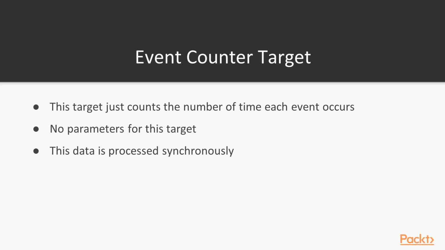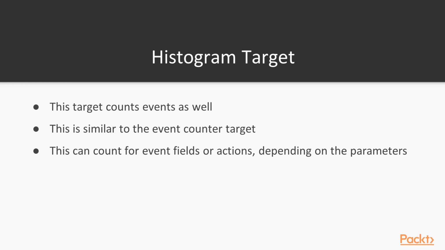The event counter target is a very simple target that exists in memory just like the ring buffer, and all it does is count the number of times each event occurs. There are no parameters for this target, and it just processes data synchronously because it's just counting events. It's very lightweight and it can be useful if you're just trying to get an idea of how often something occurs. The histogram target is very similar to the event counter. This counts events as well, but it counts events for fields or actions depending on the parameters. So it gives you a little more distribution of what's happening with your targets. And we'll look at some of the parameters that are available with the histogram target.